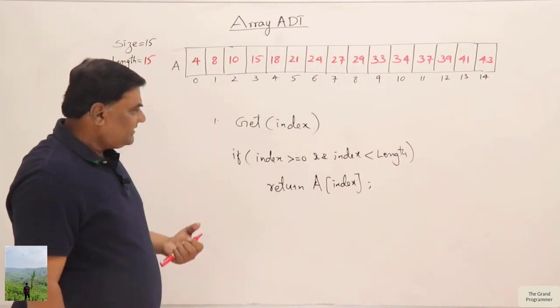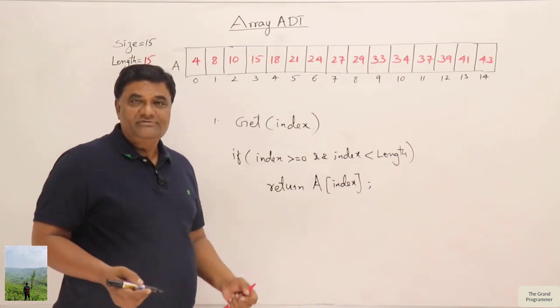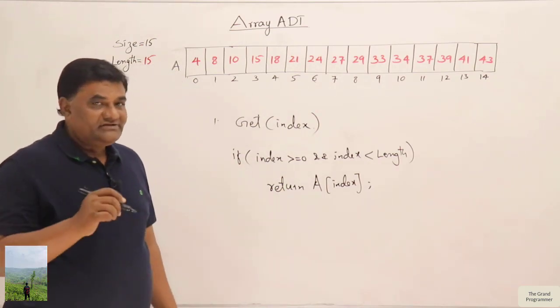So what is the time taken by this one? Just checking a condition and getting an element. So there are only 2 steps, so the time is constant. So that's all about get.